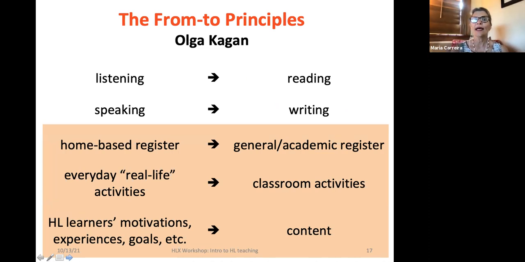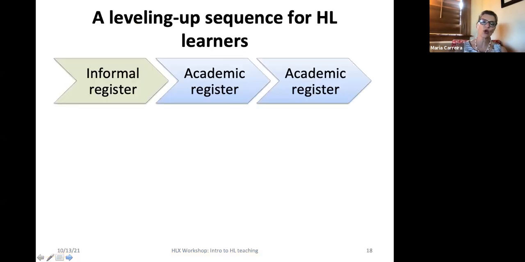Now, in addition to the 4 skills, Olga Kagan posited that you want to go from the home-based register, which is what HL learners are best at, to teaching them the general academic register, from real life activities that are familiar to them, to use those to create classroom activities and create content based on HL learners' motivations, experiences, goals, etc. So what this does, it creates a leveling up sequence for teaching HL learners.